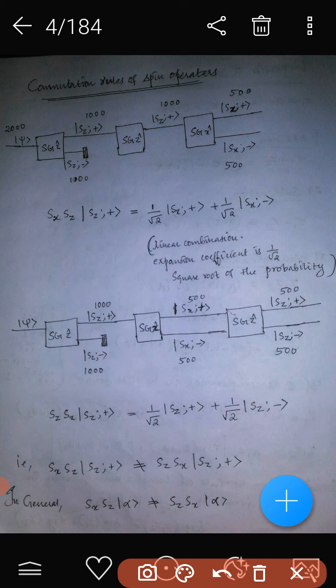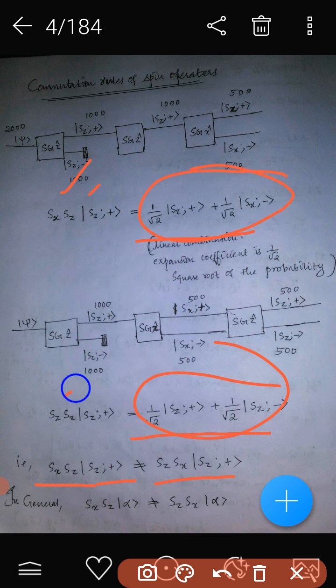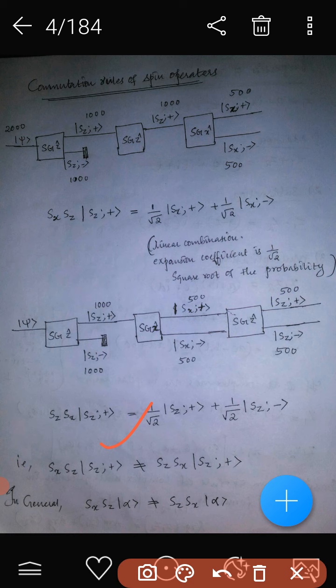So when we analyze the result, for Sx, Sz we just change the order. First Sz, Sx, then the second one is Sx, Sz. Just changing the order of the measurement, we got two different results. Therefore, Sx Sz is not equal to Sz Sx, because we got different results when we changed the order. So this is not equal to this one. So in general, this is an Sz plus state.